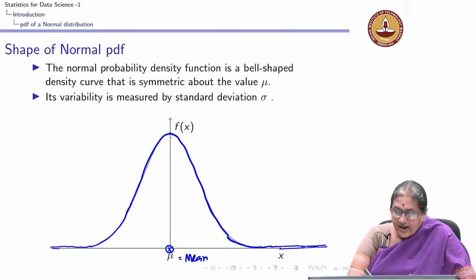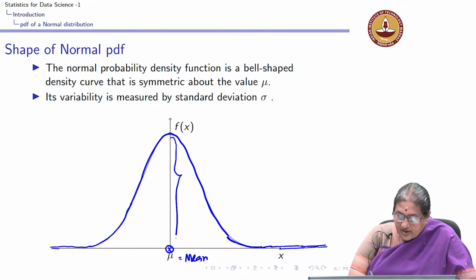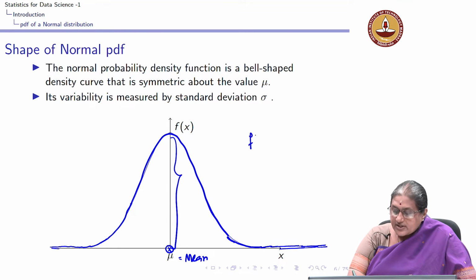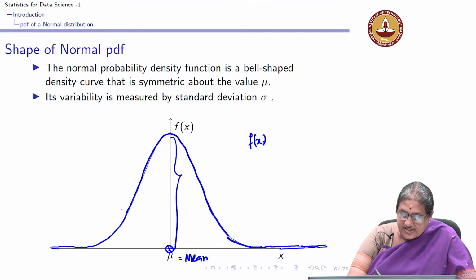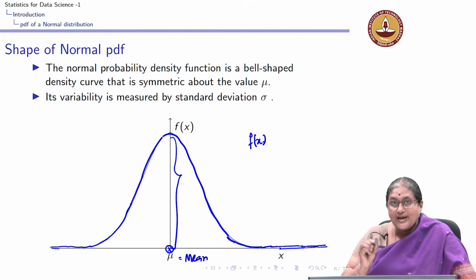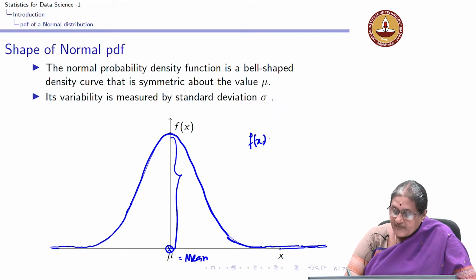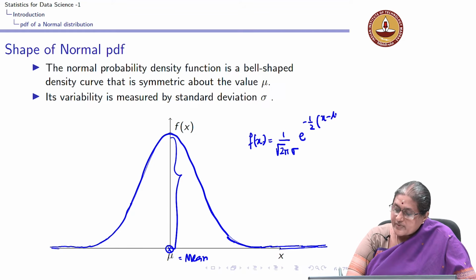Now, what is the height of this curve? We all know that the density f of x, this blue plot, is that of the density, and I know that it is given by 1 by root 2 pi sigma e to the power minus 1 by 2 x minus mu by sigma whole square.